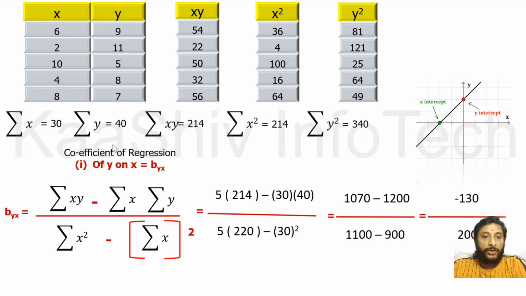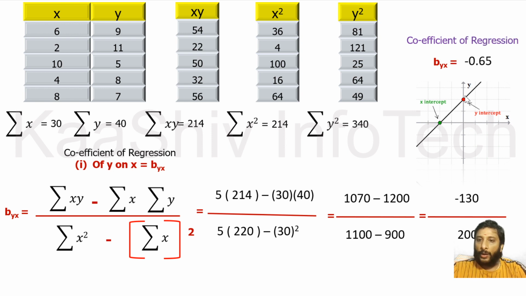Now I'm trying to find the coefficient of regression of y on x. While trying to find it, byx is equal to the summation of xy minus the summation of x times the summation of y, divided by the summation of x square minus the summation of x, whole square. This is the formula to find the intercept.